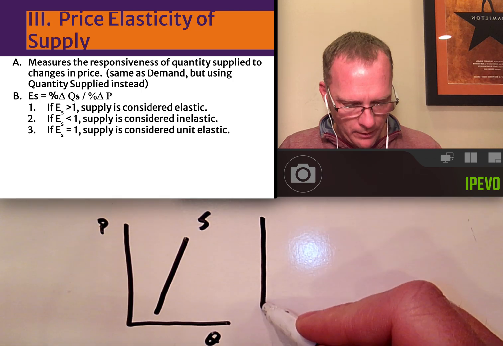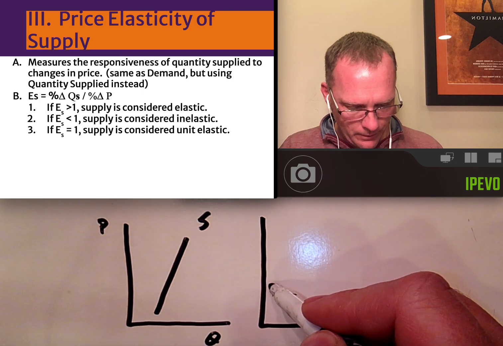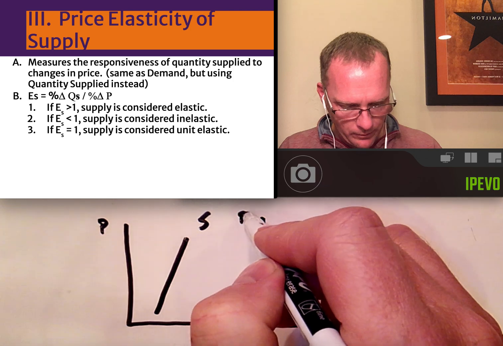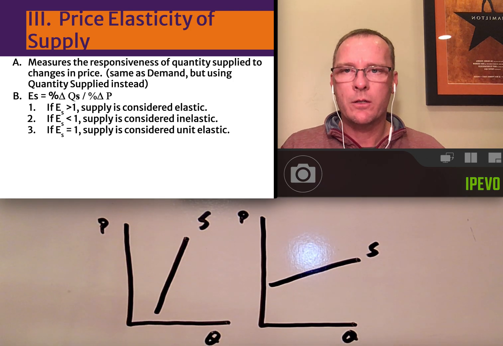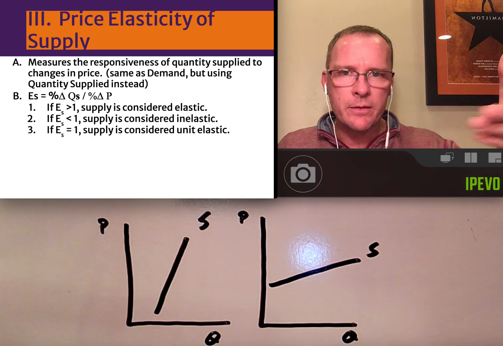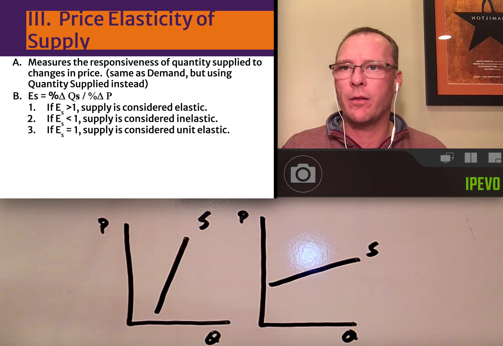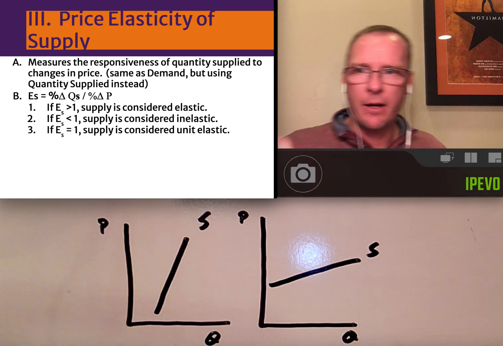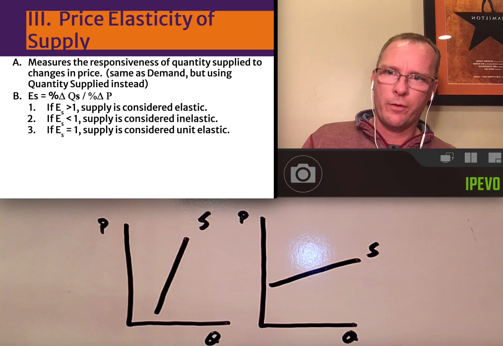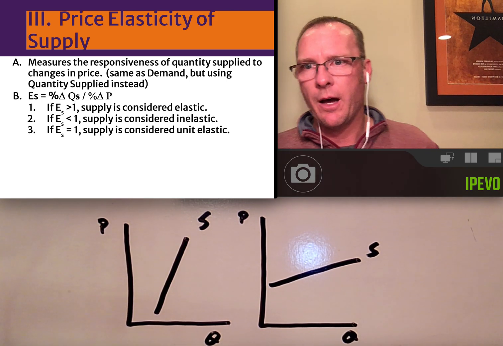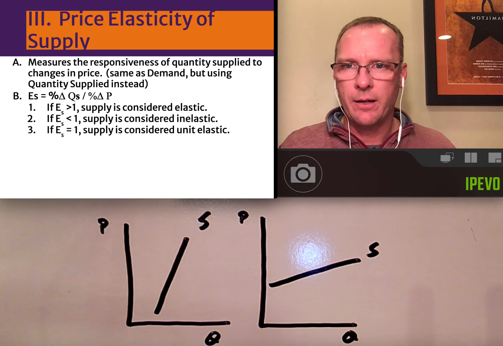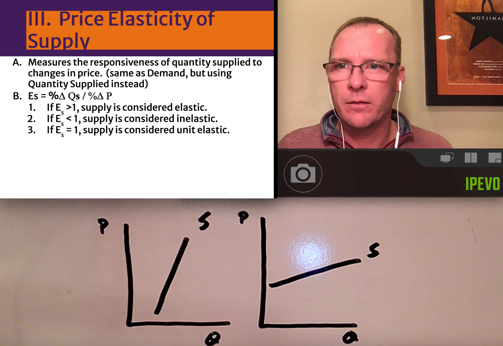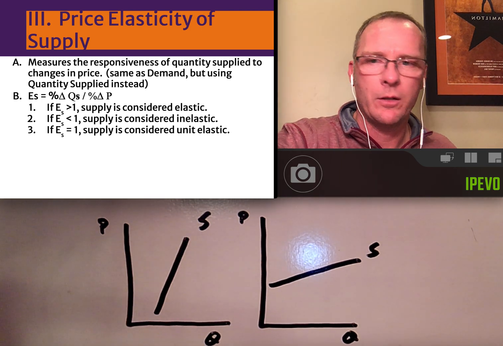Or you have a supply curve that looks like this, more of an elastic looking supply curve. So as you look at that, same concept. Supply is considered elastic if you're looking at greater than one. If you're looking at less than one, it's going to be something like inelastic. And then if you look at the one equal, it's going to be unit elastic.